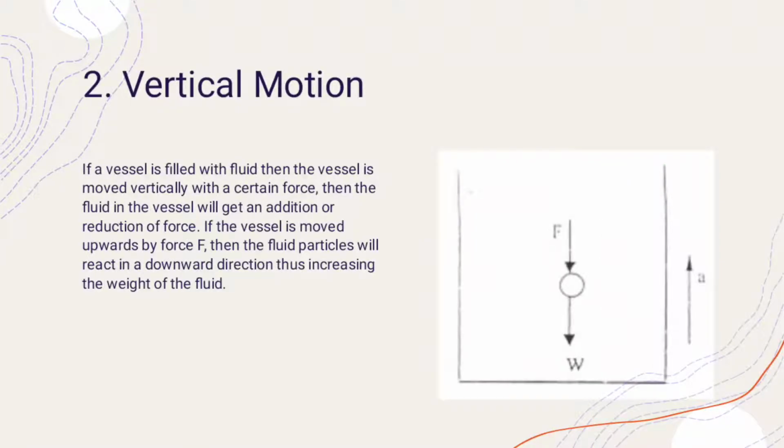Vertical motion: a vessel is filled with fluid, then the vessel is moved vertically with a certain force. Then the vessel will get an addition or reduction of force. If the vessel is moved upward by force F, then the fluid particles will react in a downward direction, thus increasing the weight of the fluid, as shown in the pictures.